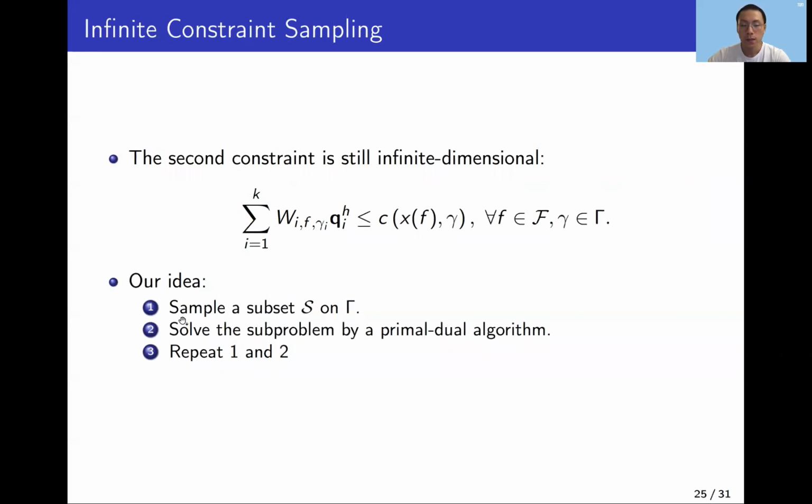Our idea is we sample a subset S from the gamma. And then this subproblem becomes finite, and we can solve it by a primal dual algorithm. With the new solution, we can generate a new subset S, and we repeat these 2 steps until the algorithm converges.